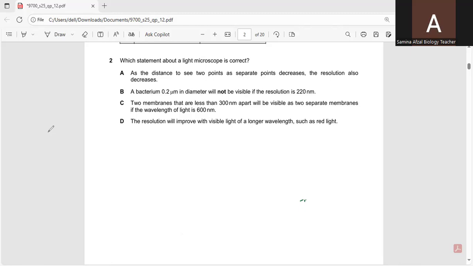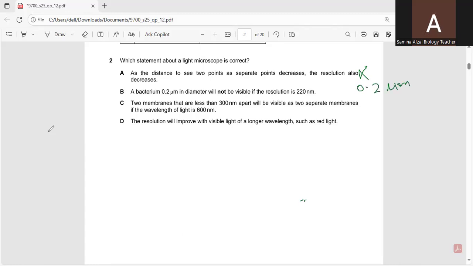If the resolution is high, we can distinguish between these 2 points. So as the distance to see 2 points as separate decreases, the resolution also decreases. This is the incorrect statement, because if the distance decreases, it means the resolution is increased. Next, a bacterium 0.2 micrometer in diameter will not be visible if the resolution is 220 nanometer. 220 nanometer is equal to 0.2 micrometer.